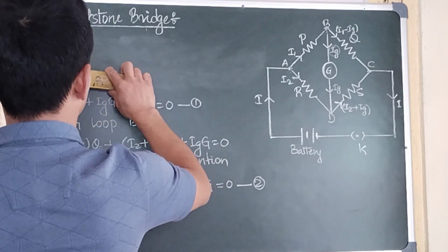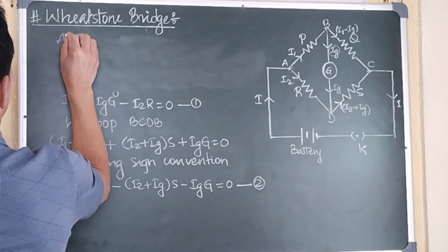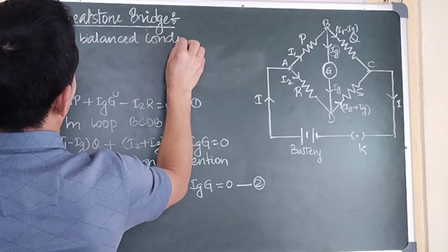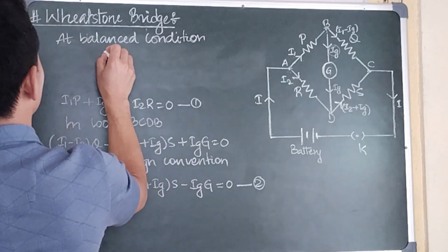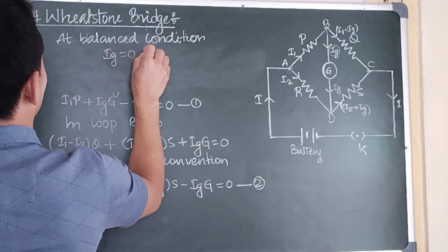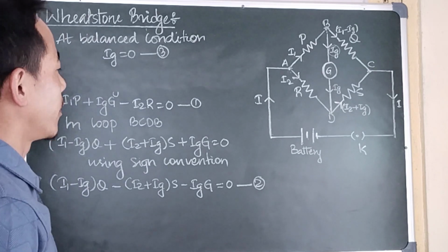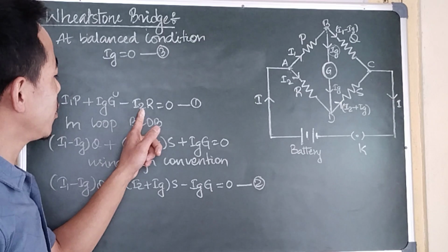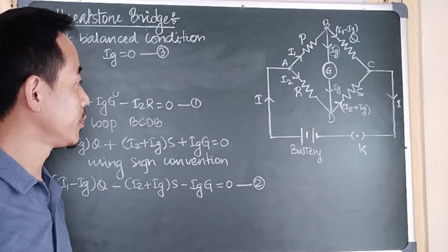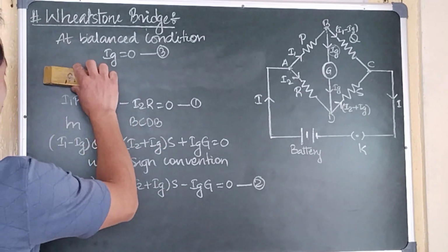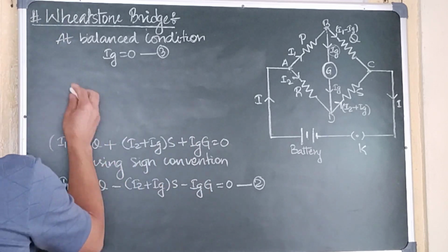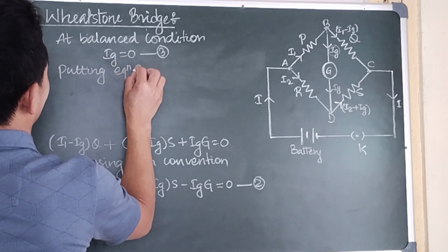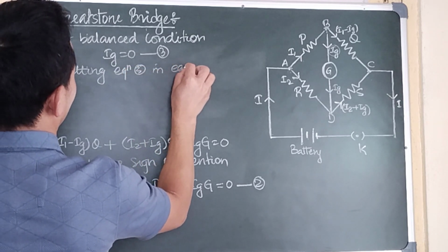So you can write, at balanced condition, your current to the galvanometer will be 0. That means IG will be equal to 0. So let this be equation number 3. We will put this value now in equation number 1 and in equation number 2. First, let's put the value here, putting equation 3 in equation 1.